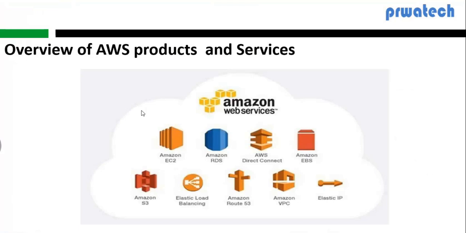And next we'll see an overview of AWS products and services. In AWS, as I said, different services are available, and here are the major services: Amazon EC2, Amazon RDS, AWS Direct Connect, Amazon EBS, Amazon S3, Elastic Load Balancing, Amazon Route 53, Amazon VPC, and Elastic IP. Still, there are different services available.